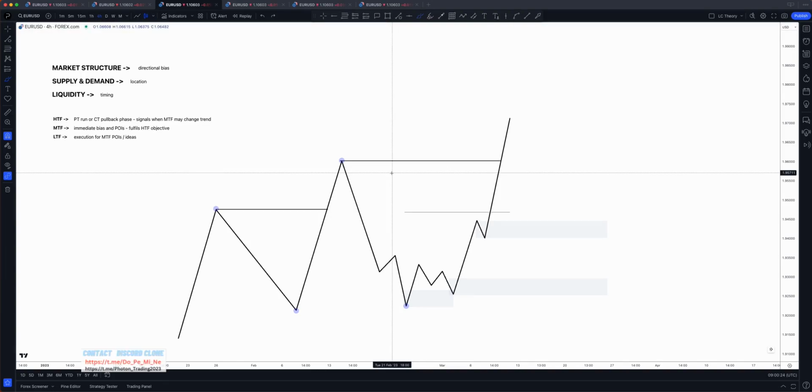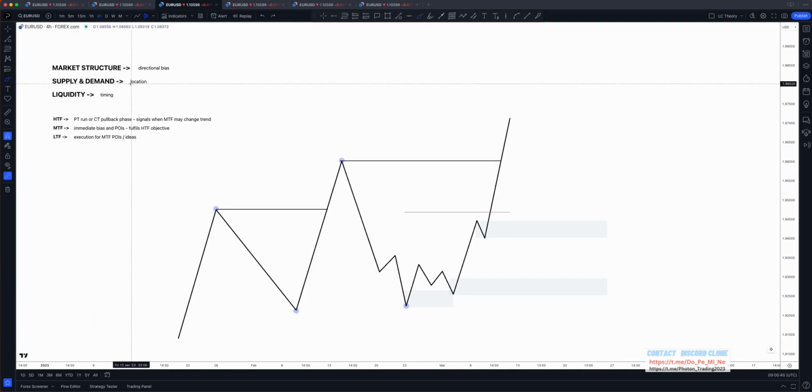Surf on the coattails of the big guys, right? It's a phrase that gets thrown around. That's really ultimately what I'm doing with everything here. I'm trying to identify their footprints in the market. Okay, cool. So market structure is the first thing we do because we want to see the overall direction of the market. Where are the big players pushing the market? That's the direction we want to play in. Okay, we get that. Cool. We have our directional bias.